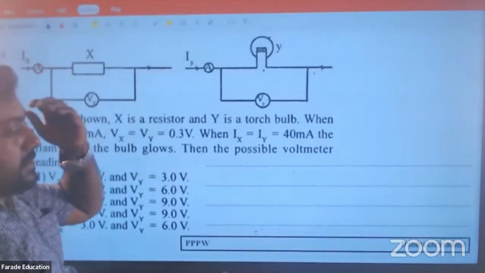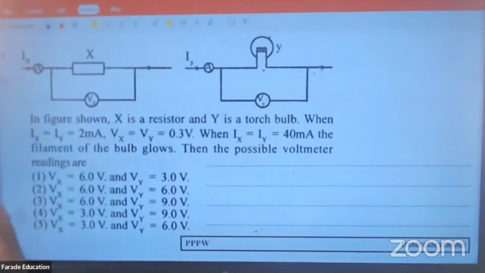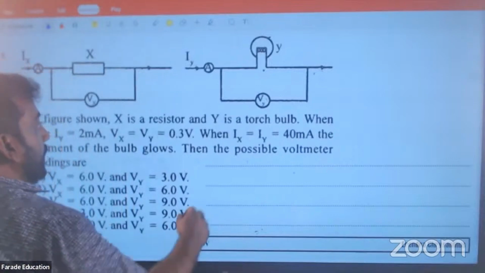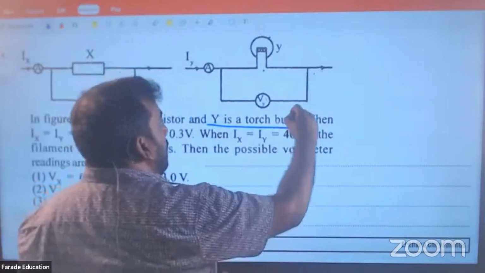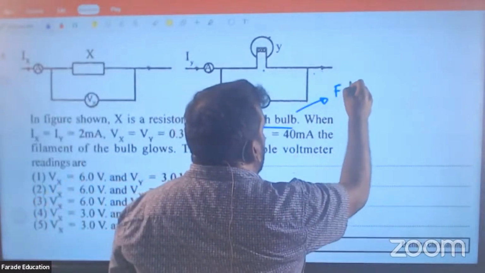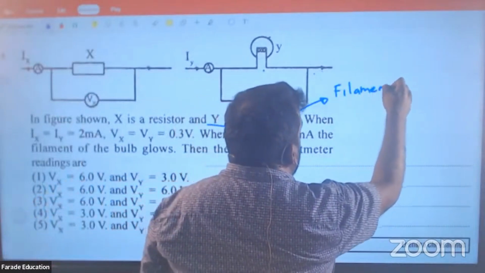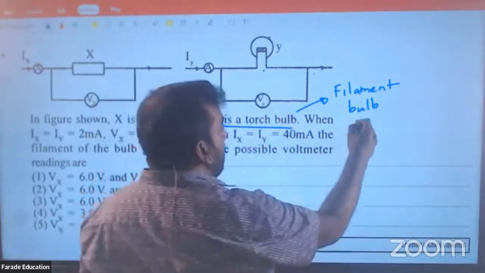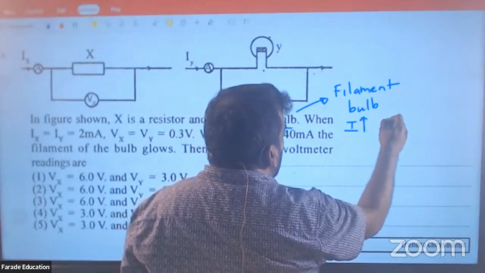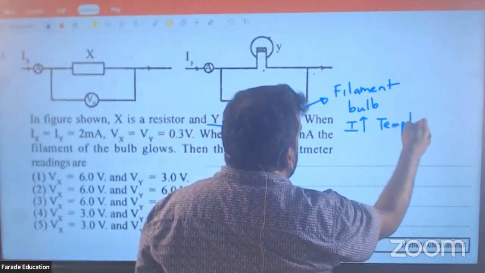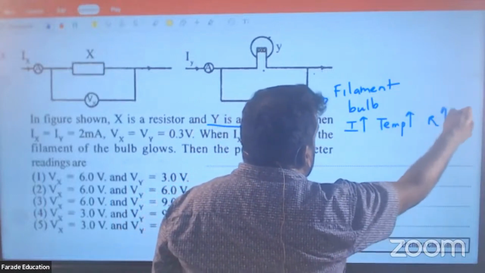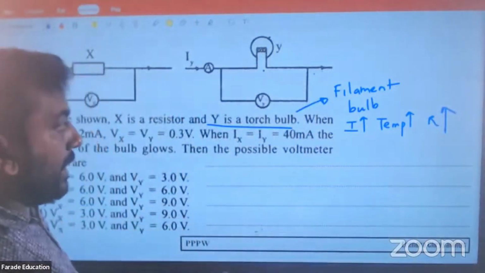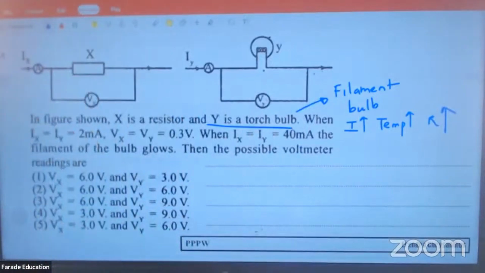In the figure shown, X is a resistor and Y is a torch bulb. Torch bulb means filament bulb. Remember, in a filament bulb, the more the current goes, the more the temperature increases, and the resistance will increase.